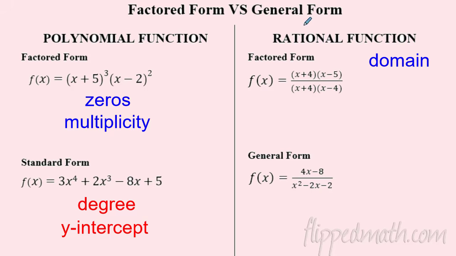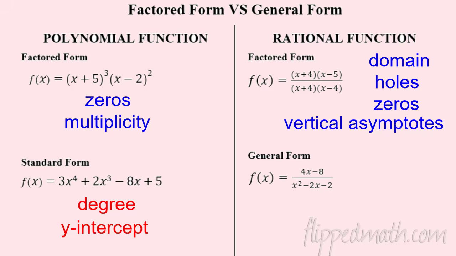When it's factored, yes, I can see the domain nice and neat on the bottom. I can also see any potential holes in there. Looks like -4 is going to produce a hole. I can see the zeros by seeing what's happening on top, and I can see vertical asymptotes. So that's what we've been doing here in the beginning part of this unit.